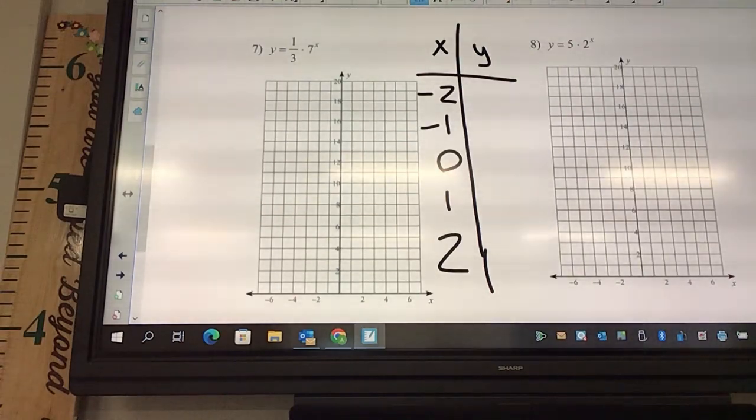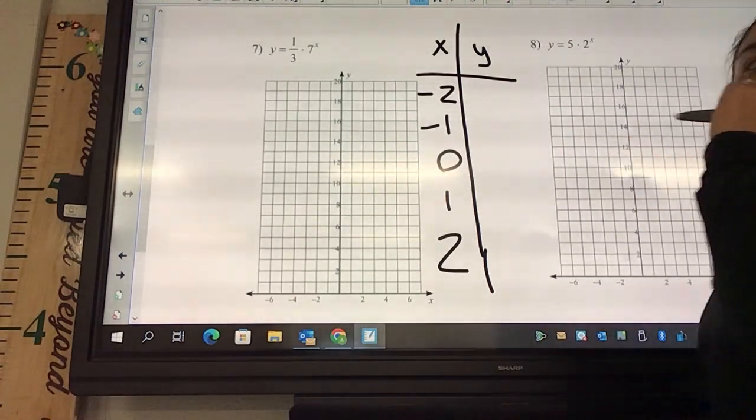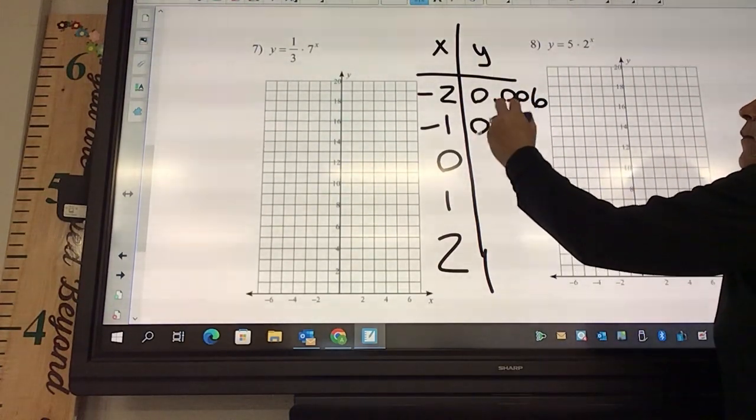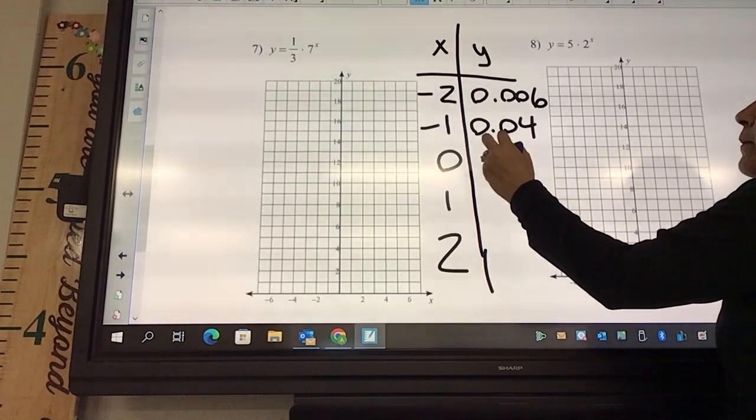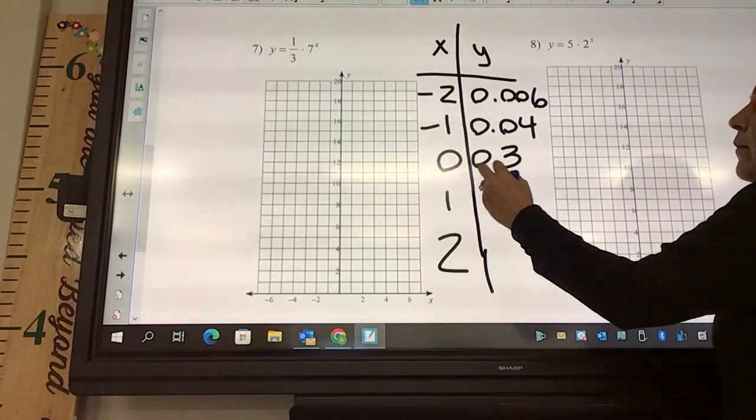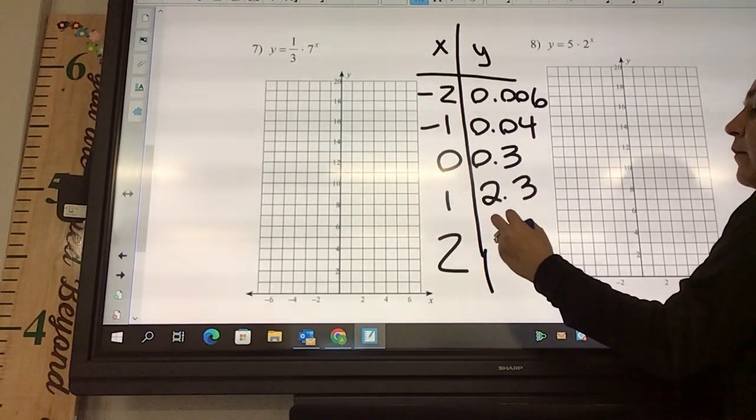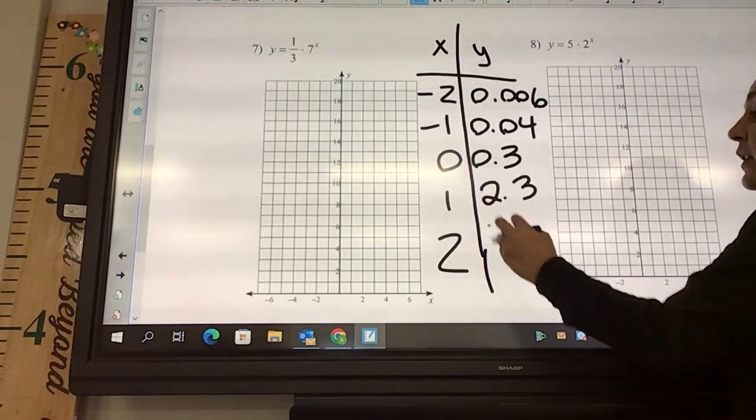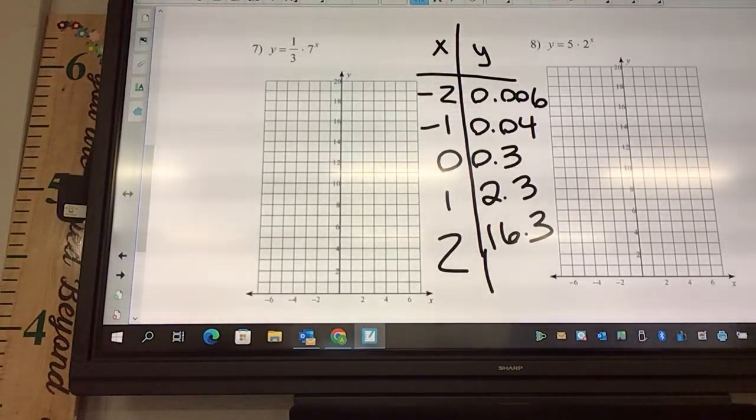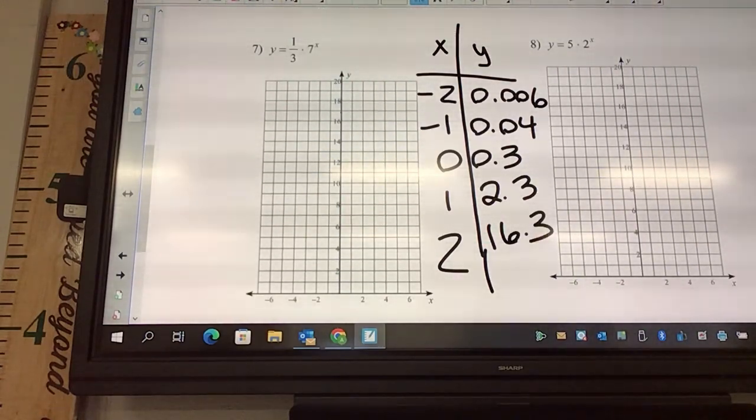Okay, what did you guys get for your numbers? Okay, 0.006. Good? 0.04. Good? 0.3. Good? 2.3. Okay? 16.3? Does everybody agree with those numbers? I don't know what they are, I can't do that in my head. Y'all will find out when I'm grading it with the answer key.